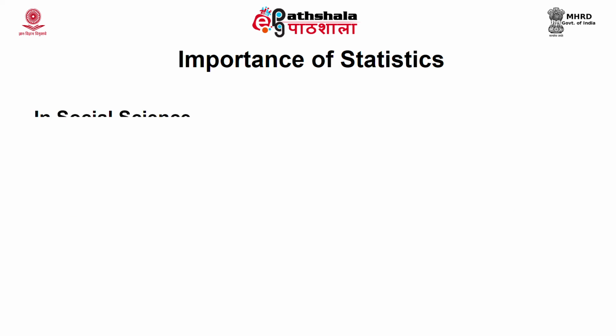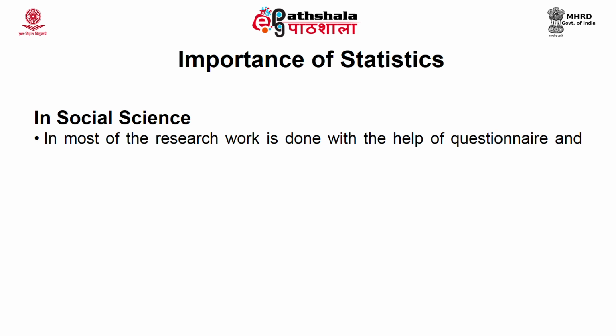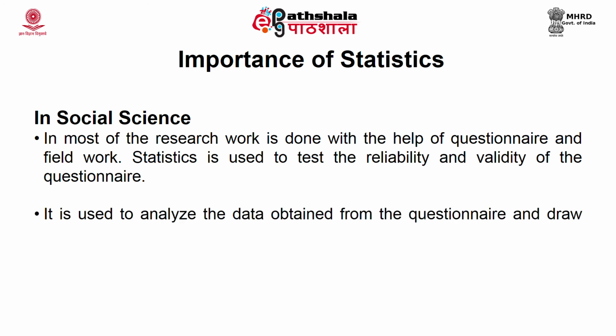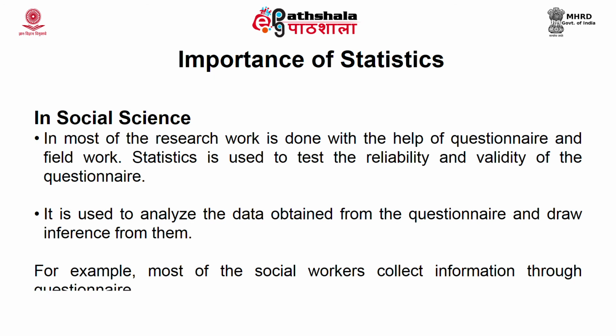In social sciences, most of the research is done with the help of questionnaires and fieldwork. Statistics is used to test the reliability and validity of the questionnaire. It is used to analyze the data obtained from the questionnaire and draw inferences from it. For example, most social workers collect information through questionnaires, and using statistical techniques they further analyze the questionnaire and after that interpret the results using statistical tools.